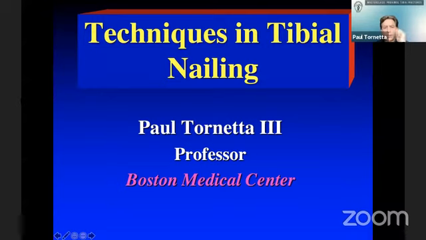All right, so I'm going to talk a little bit about techniques in nailing. I was asked to talk about suprapatellar nailing, which I don't do, and I can explain to you on the way through why that is.